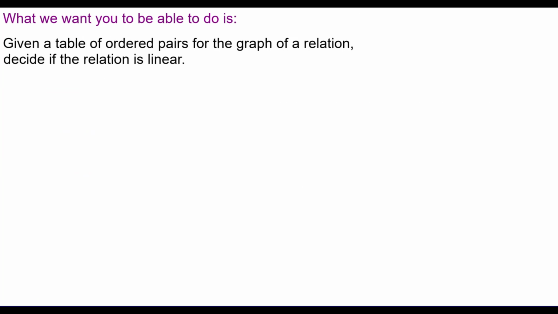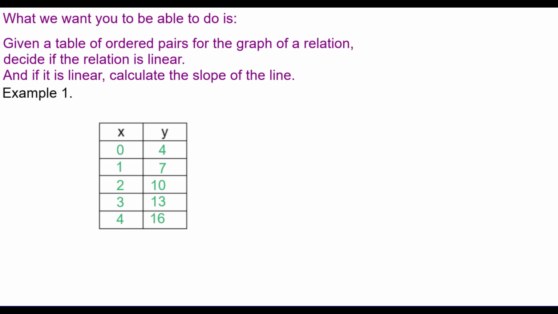What we want you to be able to do is, given a table of ordered pairs for the graph of a relation, decide if the relation is linear. And if it is linear, calculate the slope of the line. So here's our first example.